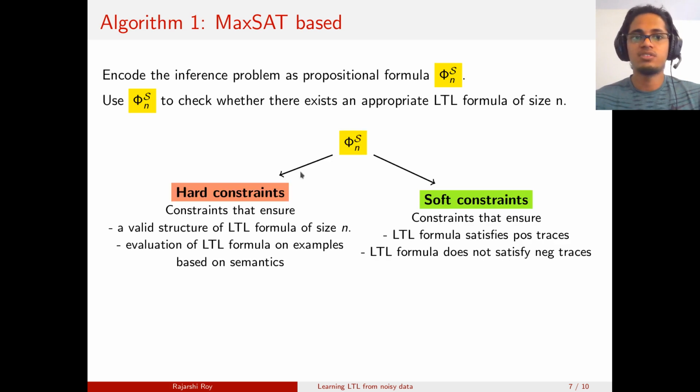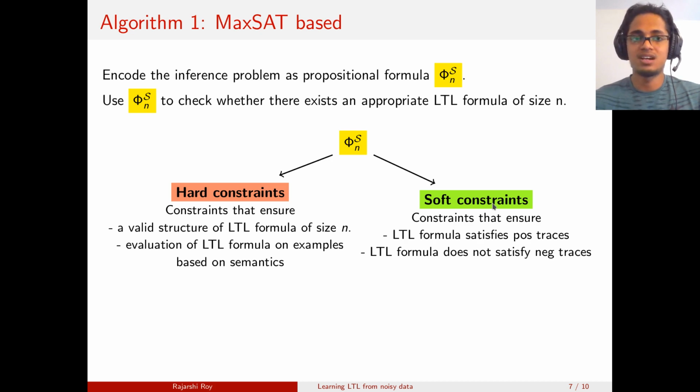The first type of constraints are called hard constraints, and one necessarily needs to satisfy them. These include constraints that ensure that the prospective LTL formula has a valid structure and is of size n. Moreover, we have constraints that ensure that the prospective LTL formula evaluates the examples in the sample based on valid LTL semantics.